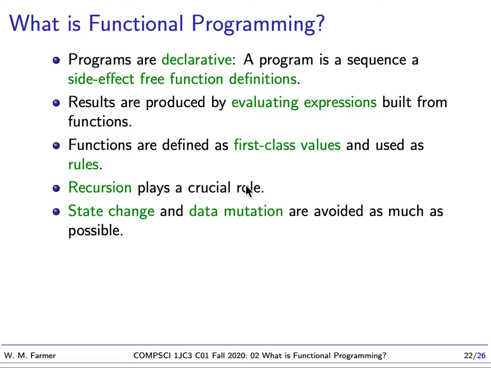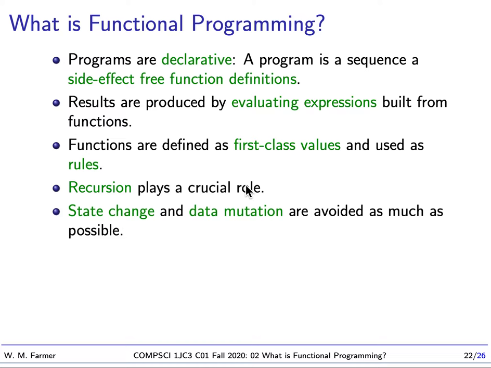In functional programming, programs are declarative. That means instead of being imperative, saying that something should be done, they're just a statement of properties. In particular, a program is going to be a sequence of side effect free function definitions. Remember, a side effect free function is a function that when you execute it, has no effects on the side. It does not change the state of your computer. Whatever was in memory before you executed the function will be exactly the same after you execute the function.